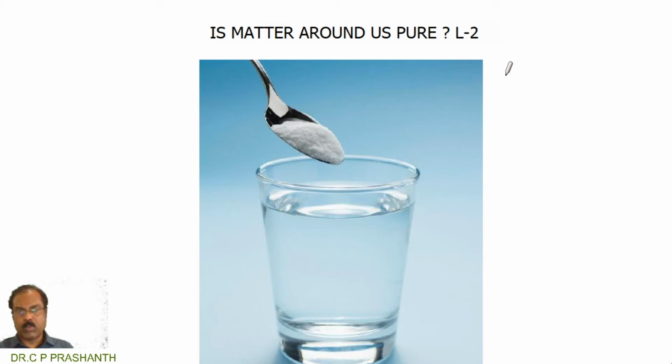Welcome to today's class on Is Matter Around Us Pure? In the previous class, we discussed matter and how matter can be classified on the basis of composition. So we classified matter into pure substances and mixtures. Now under mixtures, we learned about two kinds of mixtures. One is homogeneous and the other is heterogeneous.